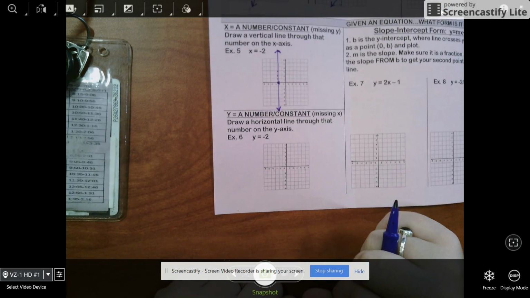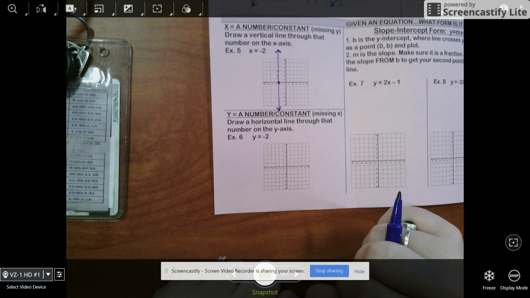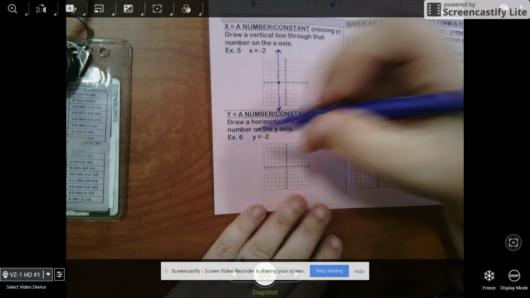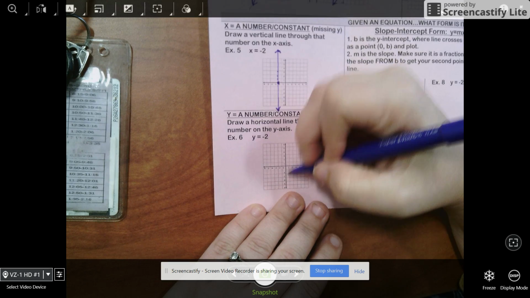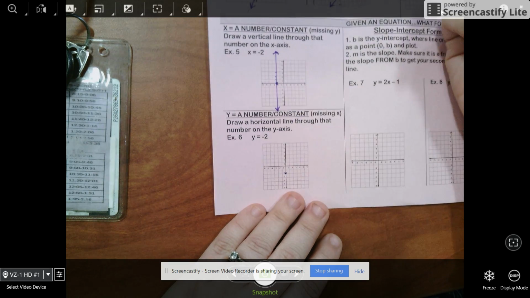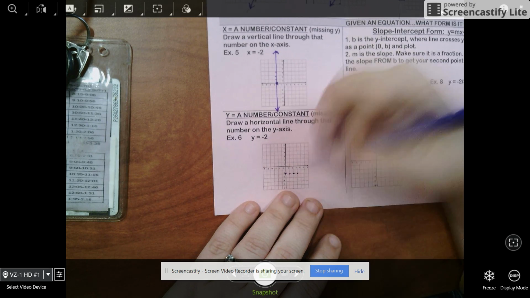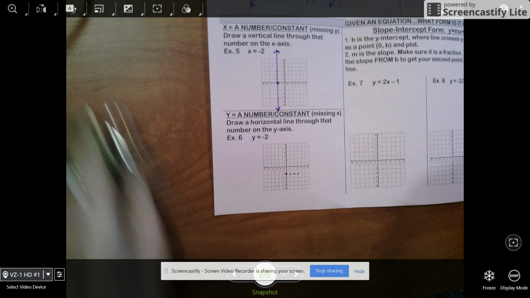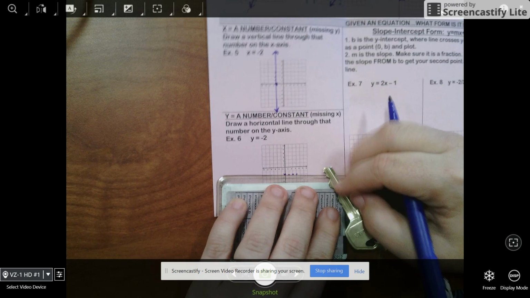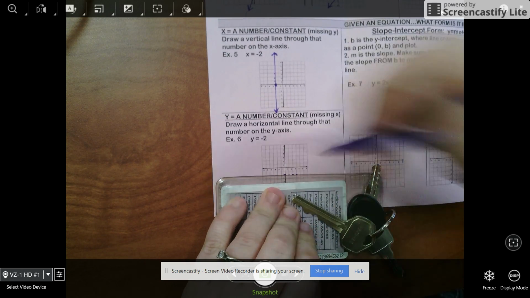Okay. Next up, we've got y equals a constant. So there is no x in this one. We've got y equals -2. So I'm going to draw a point at -2. And then all the other points where y is -2 all fall along this line. All those points have y is -2. So again, I'm just going to connect it, and this time it's a horizontal line.